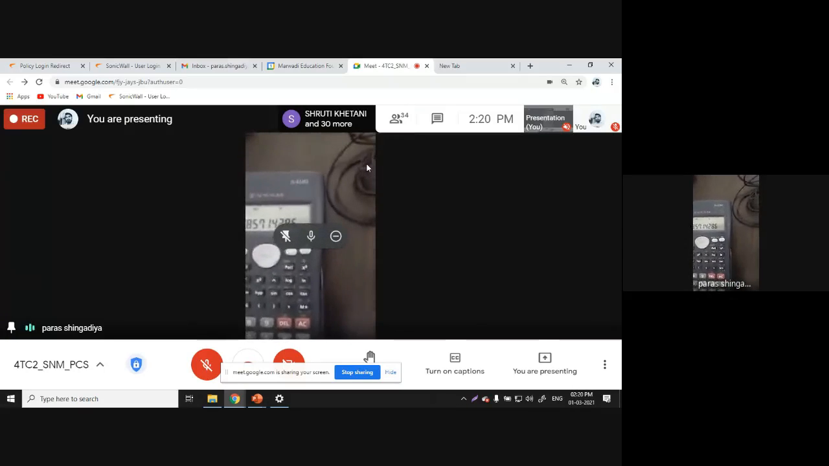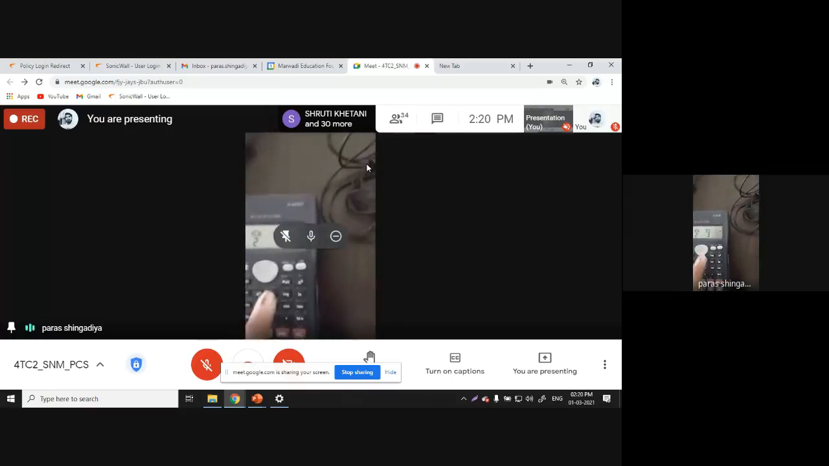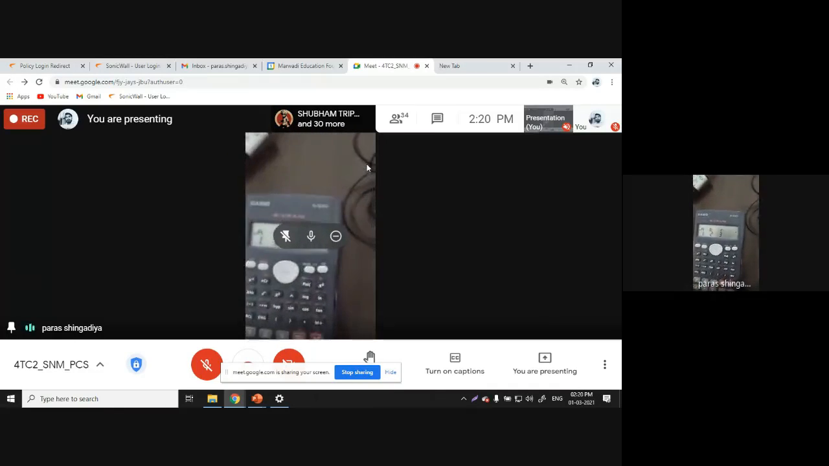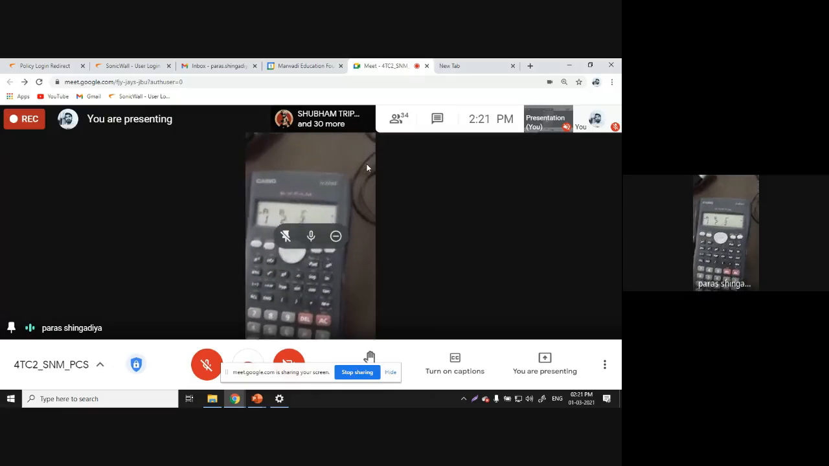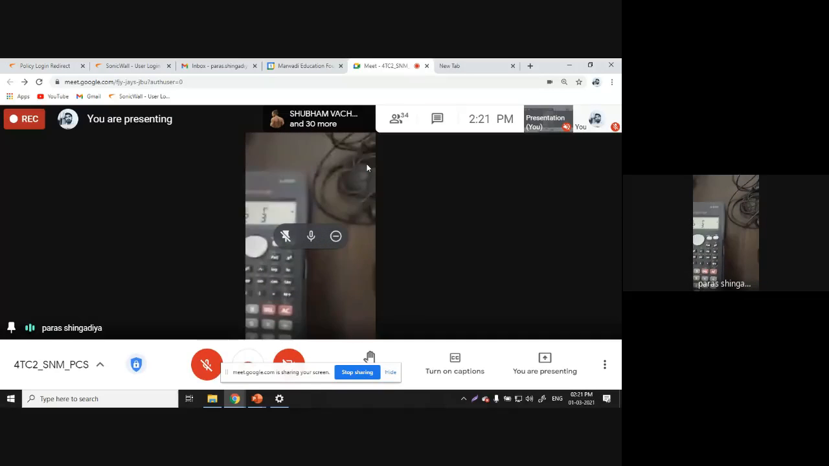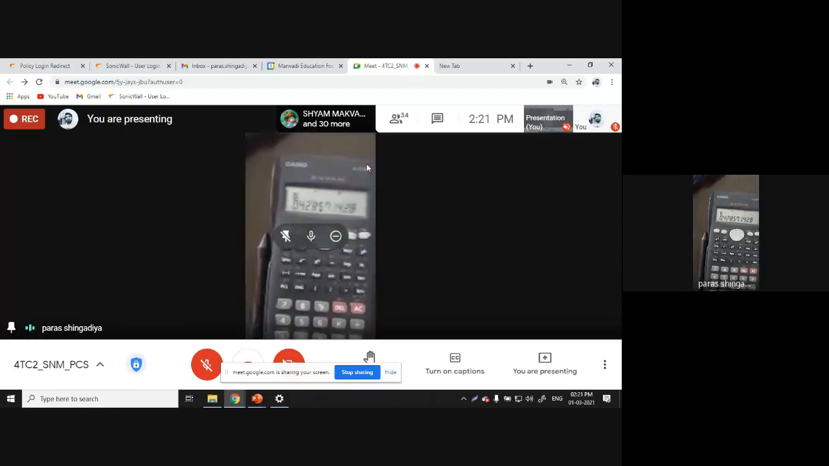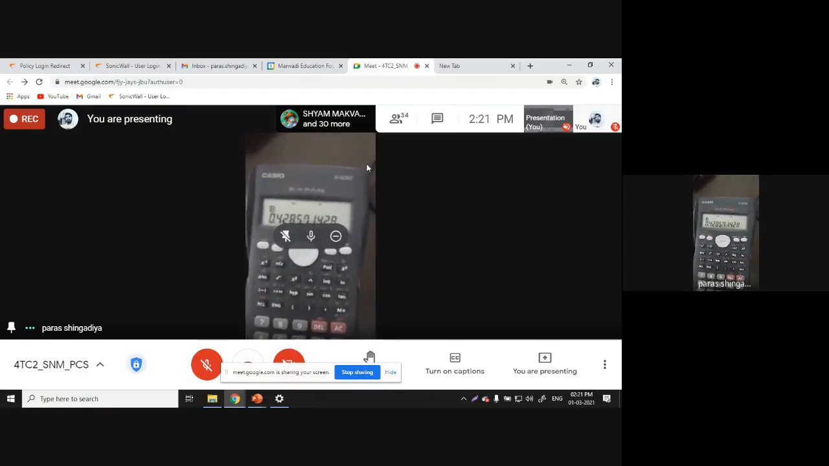Press Shift and 2. Shift 2. Now press the next button 2 times. That is y bar. Then A, B, r. Now for B, what is the option there? 2. So press 2 and then press equal. So it is 0.428 something, 857.